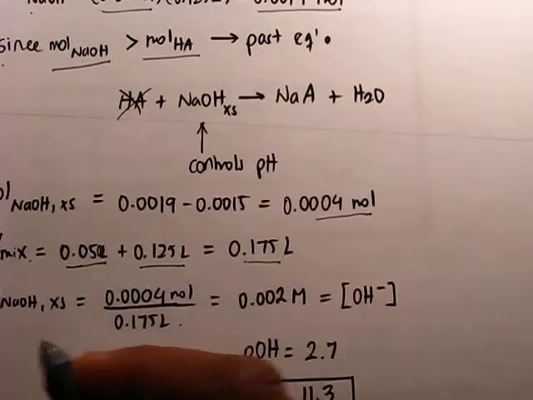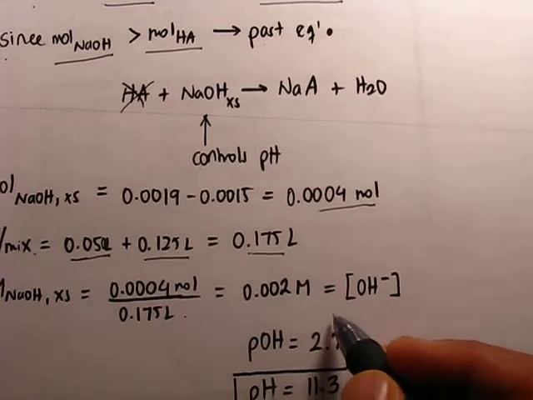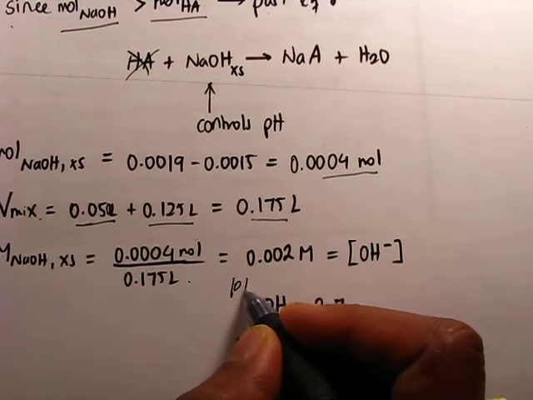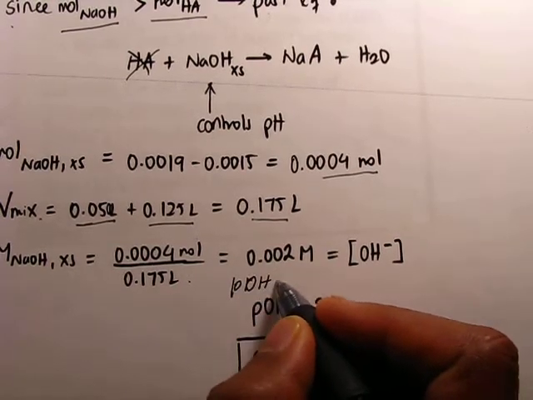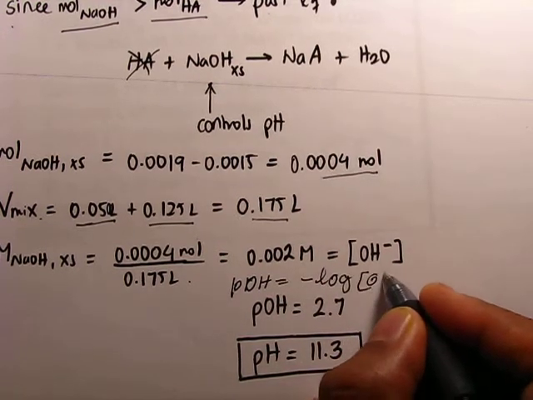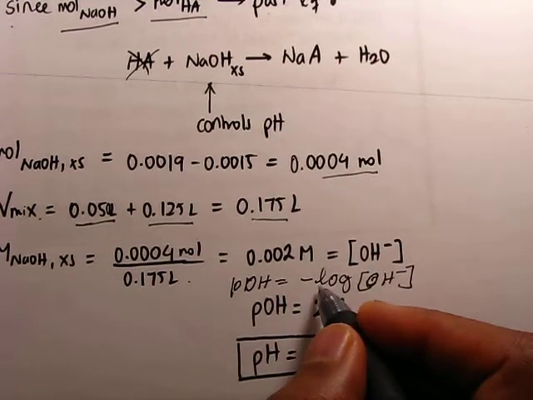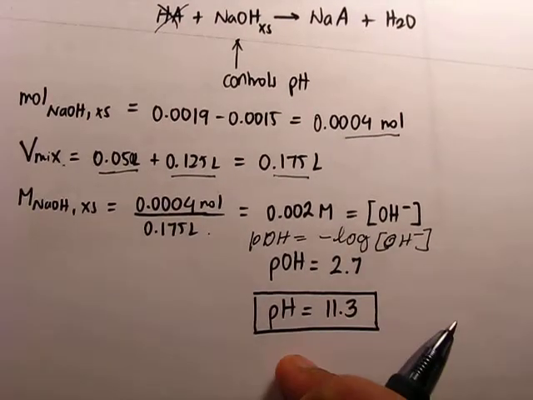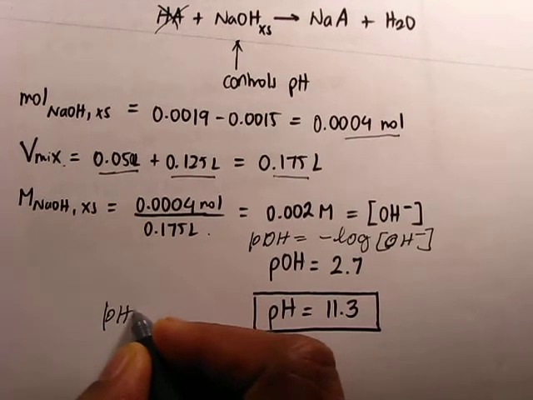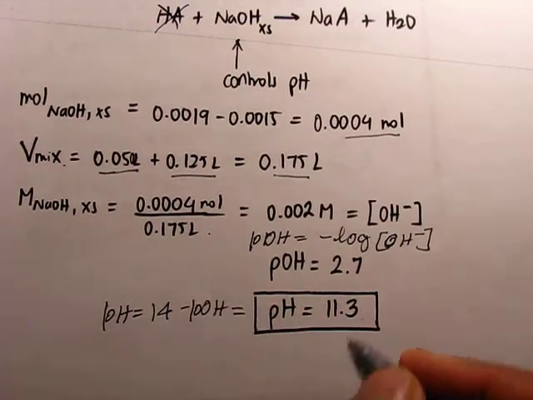Once you know the molarity of NaOH, that will be equivalent to the hydroxide ion concentration, and once we know the hydroxide ion concentration, we can calculate the pOH. pOH will be equal to the negative log of the hydroxide ion concentration. Once we know the hydroxide ion concentration, we can plug the value here and calculate the pOH. So pOH will be 2.7, and then we have to subtract from 14 to get the pH. 14 minus pOH will be equal to 11.3.